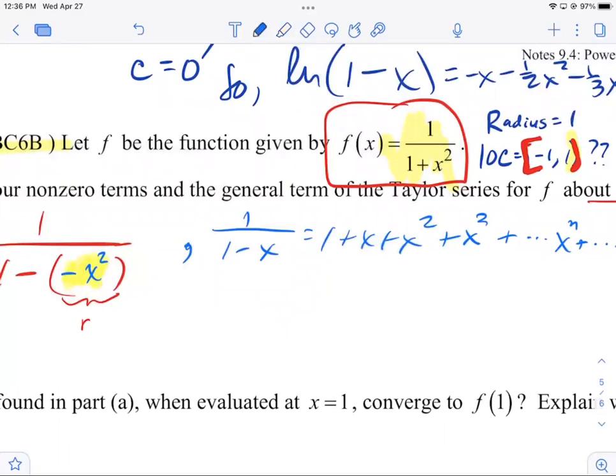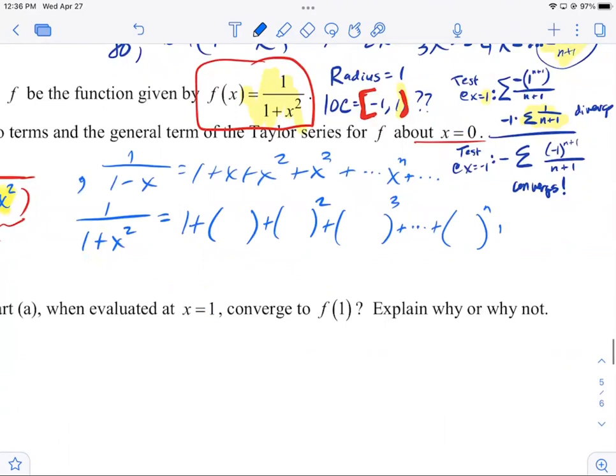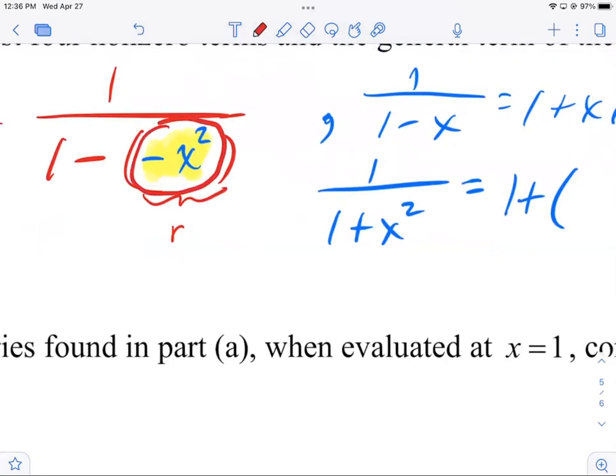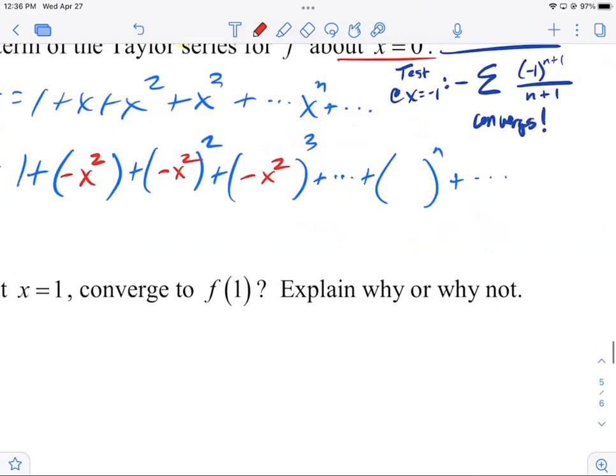So now we could say 1 over 1 plus x squared is going to equal, and this is how I always do it, if you notice all year long, because I'm substituting in for x as I go through, whether it's sine, e, cosine, or this one, I always replace x first with receptacles, with parentheses. Then all I have to do is come back in there, and whatever I've decided I need to plug in, I'll just drop a negative x squared in everywhere.